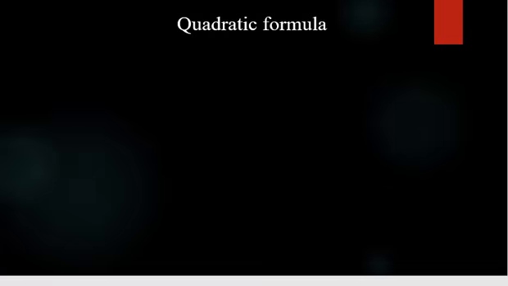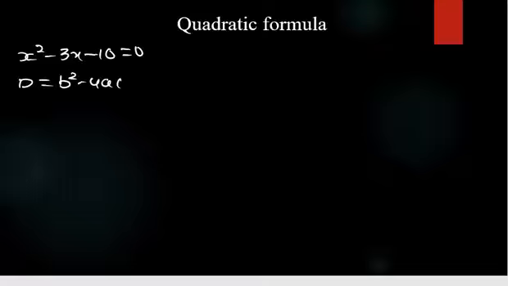So now we'll take the quadratic formula. Here we have the question x square minus 3x minus 10 is equal to 0. Here first we'll find D, which is b square minus 4ac. So just plug in all those values. Here a is 1, b is equal to minus 3, and c is equal to minus 10.